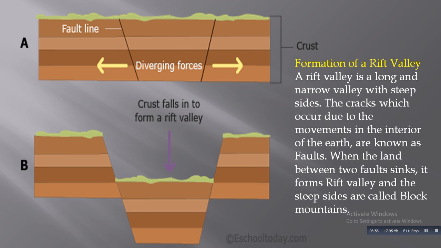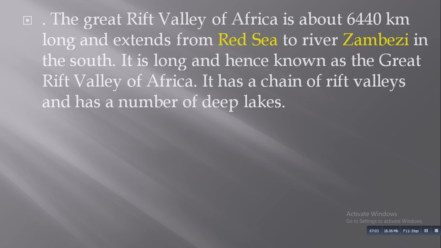Then the Great Rift Valley of Africa is about 6,440 kilometers long and extends from the Red Sea to the river Zambezi in the south. It is long and hence known as the Great Rift Valley of Africa. It has a chain of many Rift Valleys together forming the Great Rift Valley.